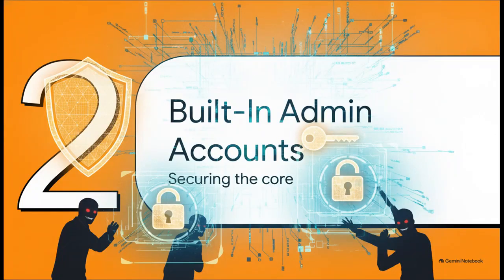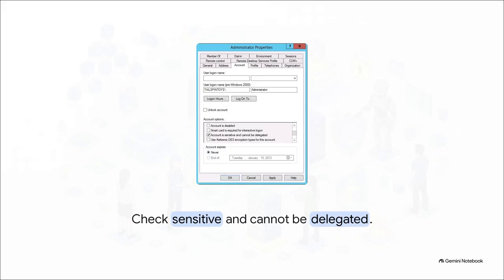Moving on to Section 2, securing built-in administrator accounts. Your absolute first line of defense sits right inside the account properties. You absolutely must check the flag that says account is sensitive and cannot be delegated. It's just a simple checkbox, but it fundamentally prevents those credentials from being forwarded to other computers or services on the network, which basically stops delegation attacks cold.